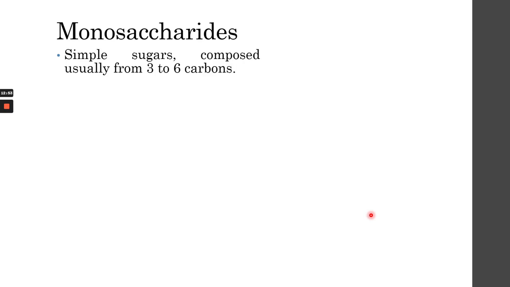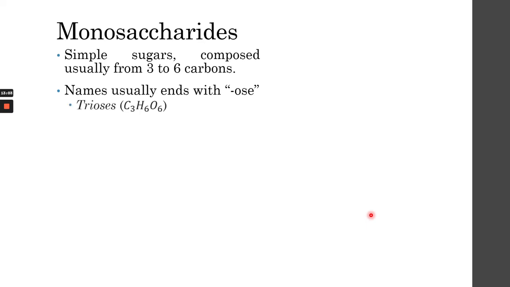Like I've mentioned, monosaccharides are basically simple sugars that are composed of 3 to 6 carbons. And they usually end with -ose as their name. So you can have, for example, trioses. Trioses are monosaccharides that have 3 carbons, so that would be C3H6O3.